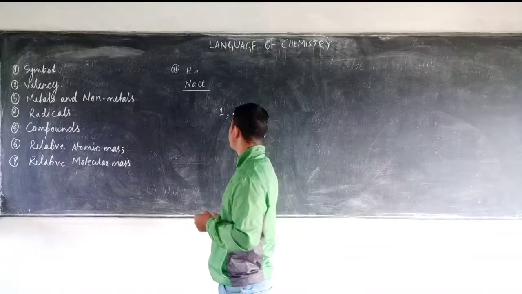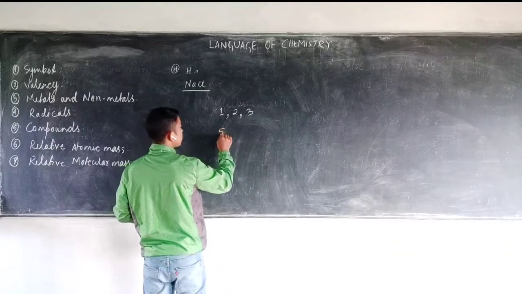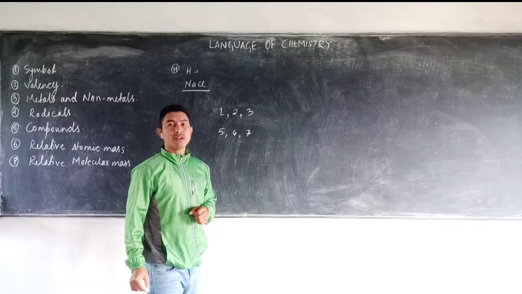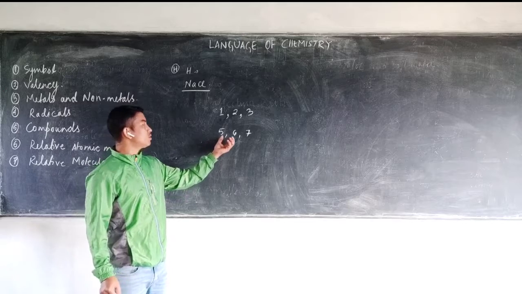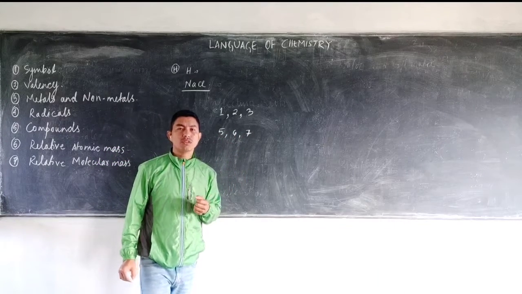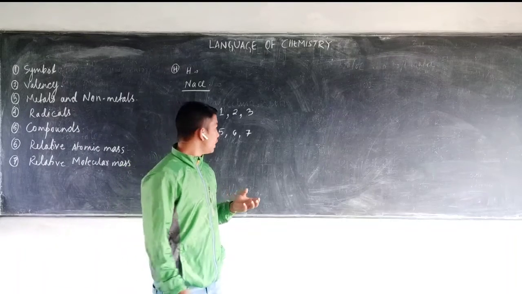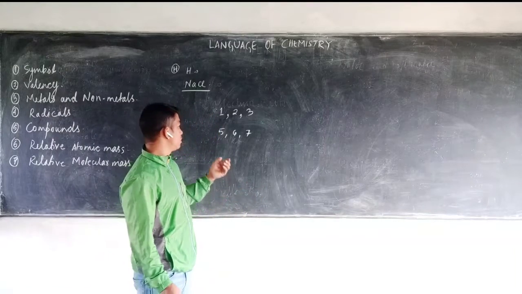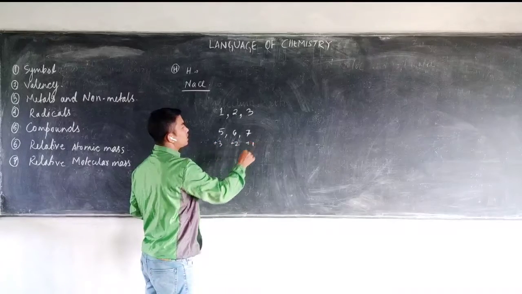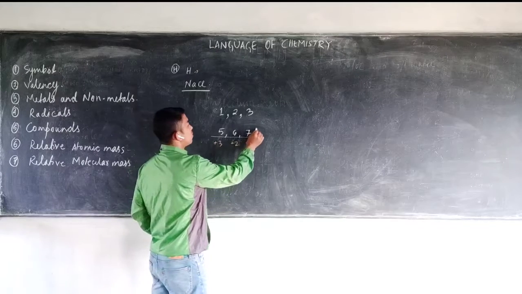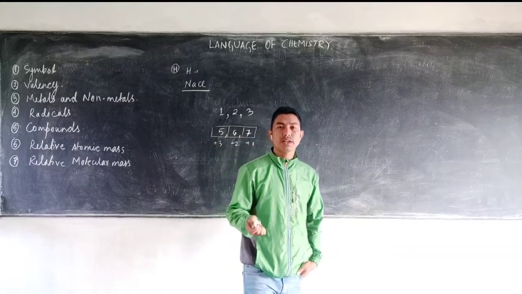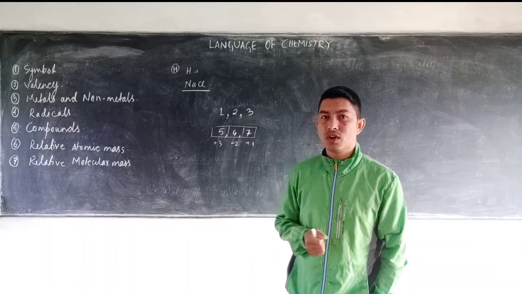Similarly, non-metals are those which have 5, 6, or 7 electrons in the outermost orbit. During the chemical reaction, what do they do? It is impossible for an atom to lose 5, 6, or 7 electrons. So instead, in order to attain the inert gas configuration, they will gain some electrons. Here it can gain 3, here it can gain 2, and here it can gain 1. The substances which can gain electrons are known as non-metals.